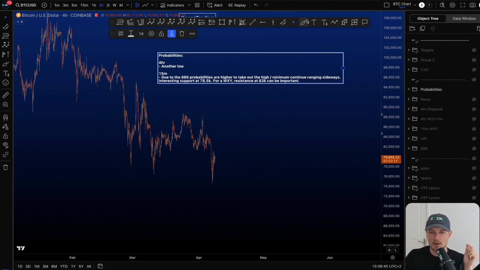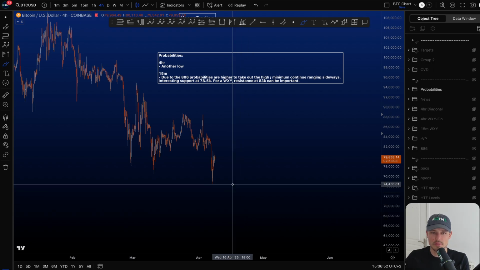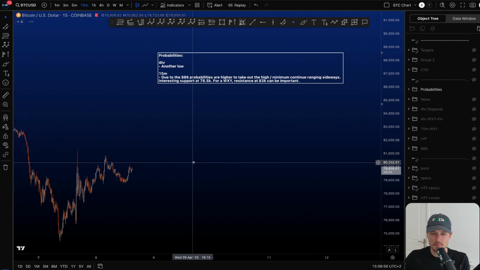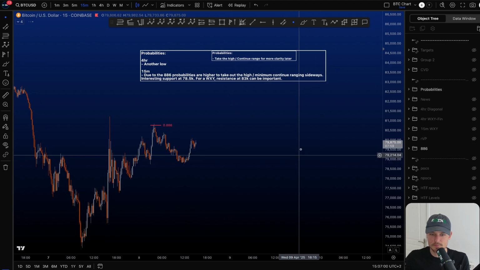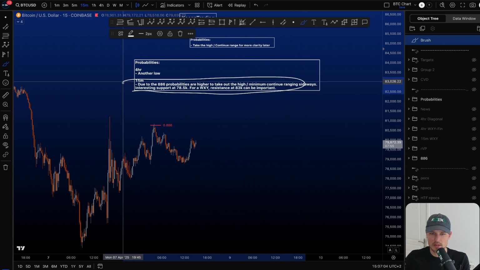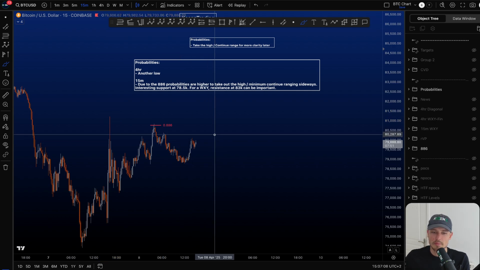So currently on the 4-hour time frame, the probabilities are higher to see another low, this one over here, right? But on the 15-minute time frame, if we then zoom in, because of the 886 touch, the probabilities are higher to take out the high, that one there, and at a bare minimum, continue ranging. Right? And then at a later stage, we get some more information.